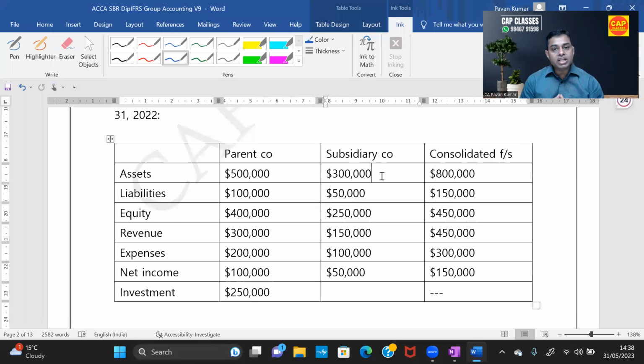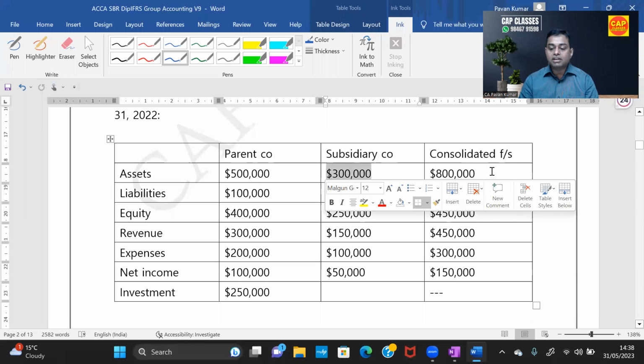Simple. A plus B is equal to C. 500,000 plus 300,000 is equal to 800,000. If you cannot do that, you can use a calculator, or you can use an Excel sheet. Sir, after using a calculator and Excel sheet also, I am unable to get 800,000. Then there is no option for you. Sorry. So this number plus this number is equal to this number.